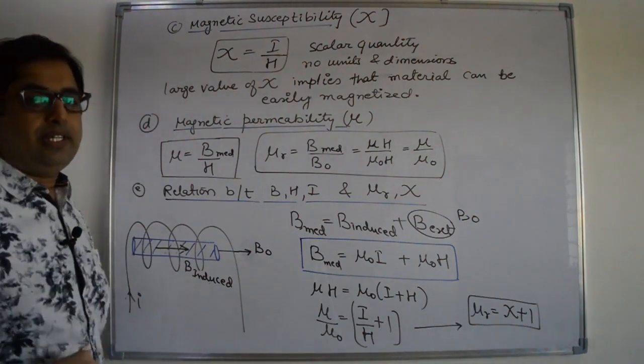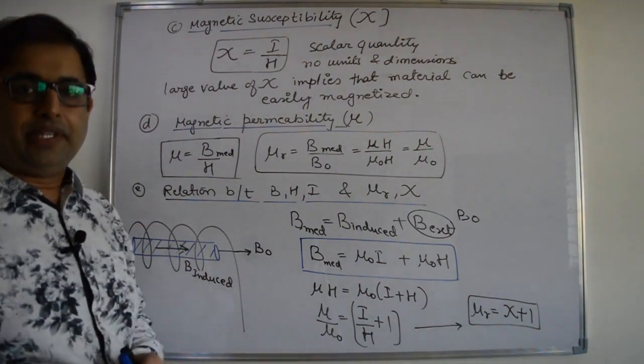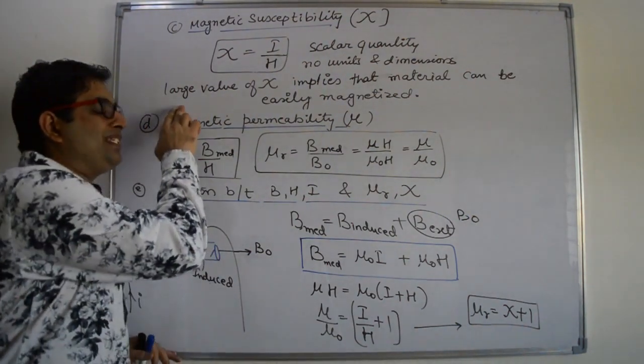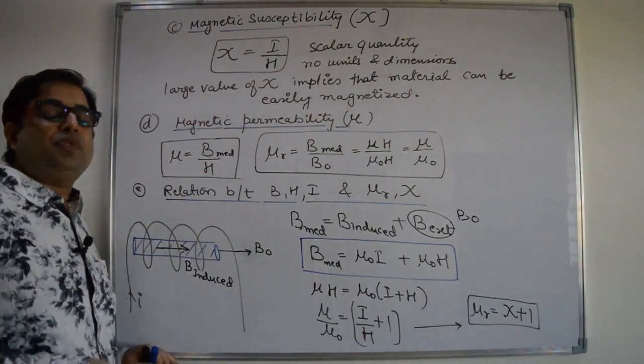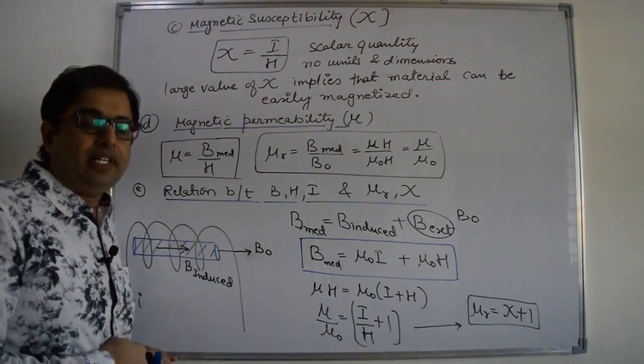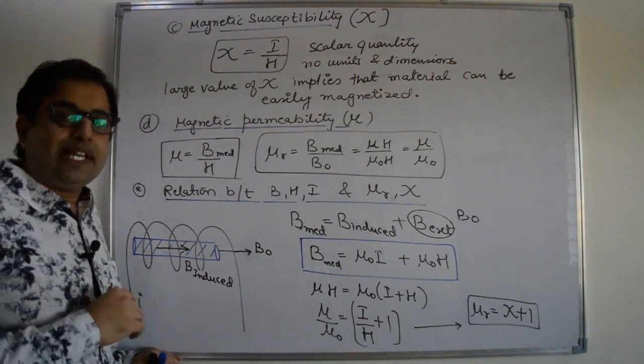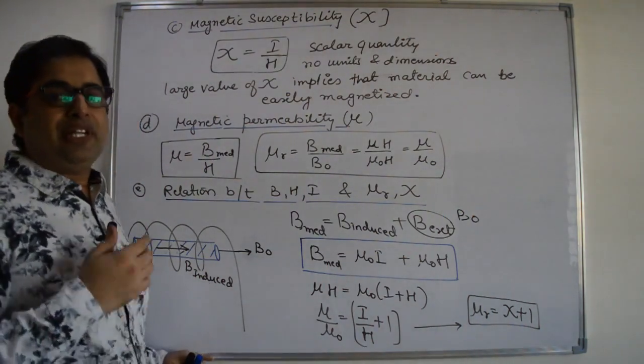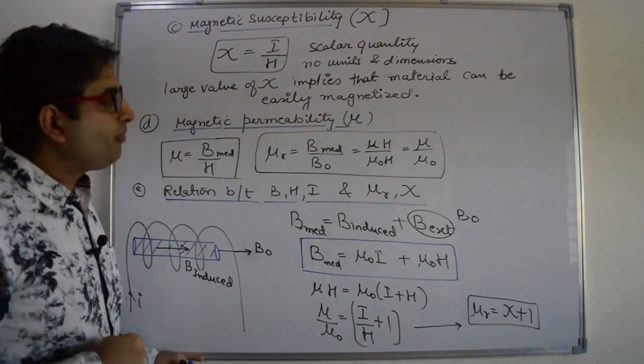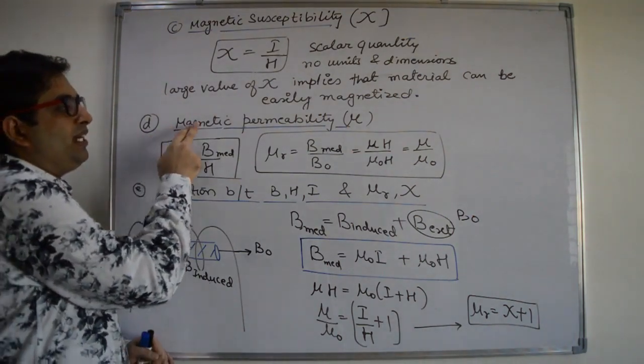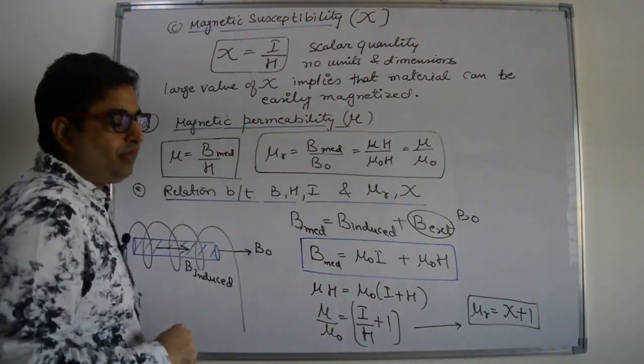Susceptibility of the material tells us about the nature of the material. If susceptibility is large for a material, it means we can easily magnetize that material. If susceptibility is less, it is difficult to magnetize that material. Next point is magnetic permeability mu.